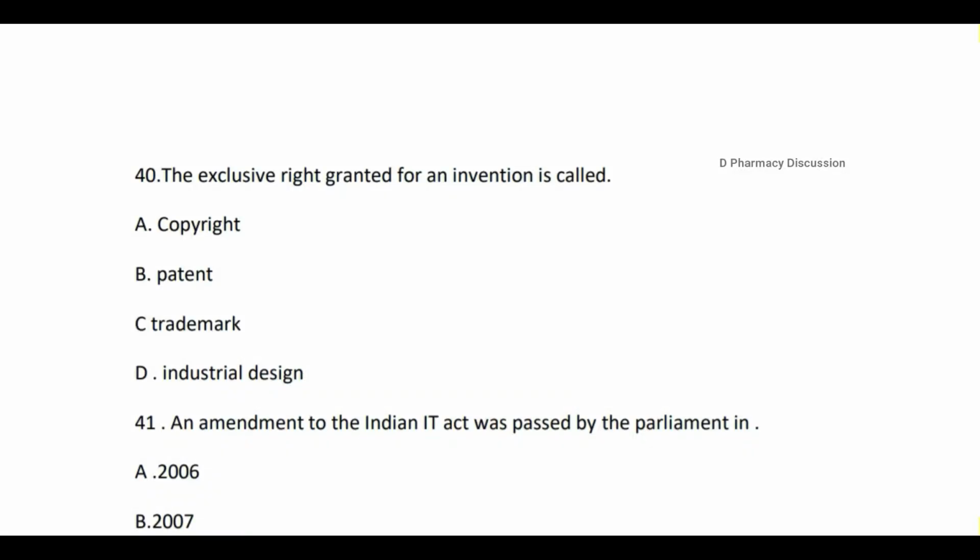41. The exclusive rights granted for an invention is called option A copyright, B patent, C trademark, and option D industrial design.